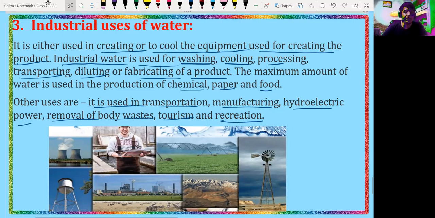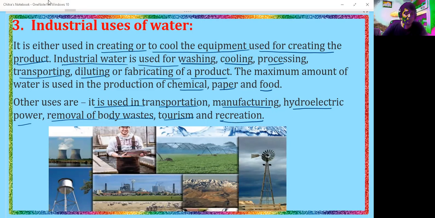So you have to take a screenshot of each part and write it down in your notes. It is going to help you a lot in understanding your chapter.